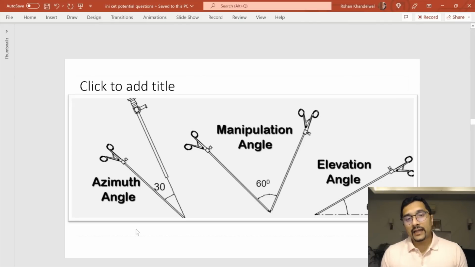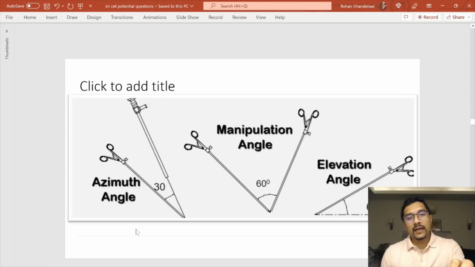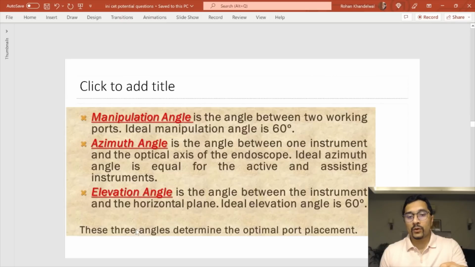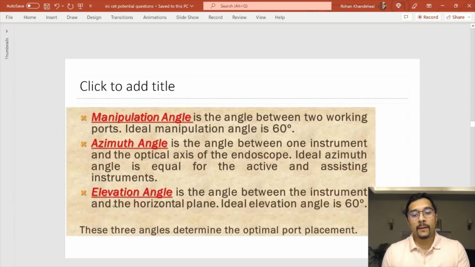There are various angles in laparoscopy. 3 angles are there: azimuth, manipulation, and elevation angle. The ideal manipulation angle is 60 degrees. The manipulation angle, as you can see, is the angle between 2 working ports. Ideally it is 60 degrees. Azimuth angle is the angle between the working port and the endoscope or the camera. And elevation angle is the angle between the instrument and the horizontal plane.